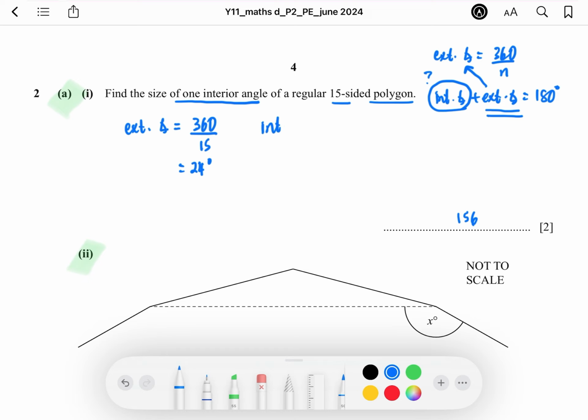So interior angle plus the exterior angle, which I have found out equals 24, equals 180. So that means interior angle is equal to 180 minus 24 on both sides, and you get the correct answer, 156. Again, you may use the formula that is in the formula book, but this is enough. It works for any question on polygons.